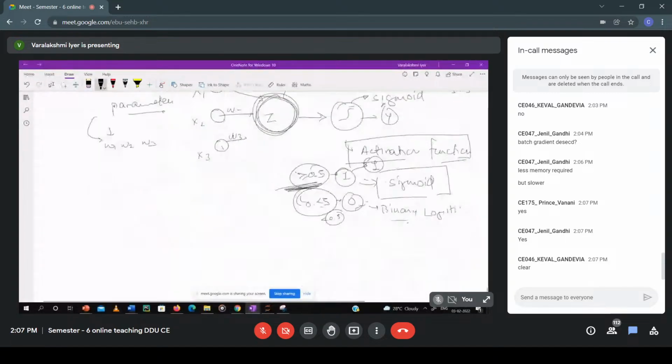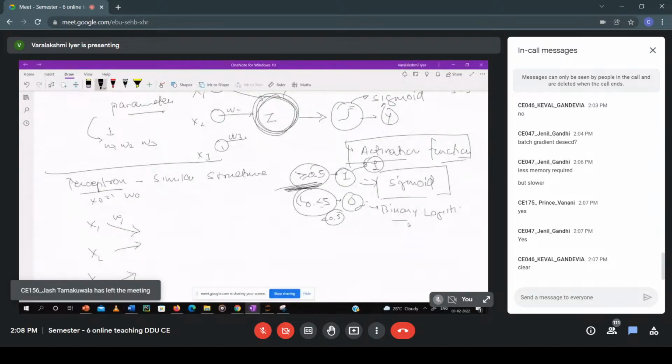The perceptron has a similar structure. In the case of perceptron, what will we be having? We'll be having certain values x1, x2, x3. We have x0 equals 1, and we have a bias term. We are passing this data with some weighted values w1, w2, w3, and we are calculating the weighted sum of these values.